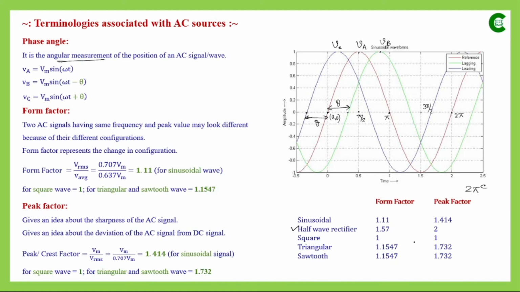For a half wave rectifier, that value is 2. And for a square wave, it is again 1. And for triangular and sawtooth, it is 1.732.